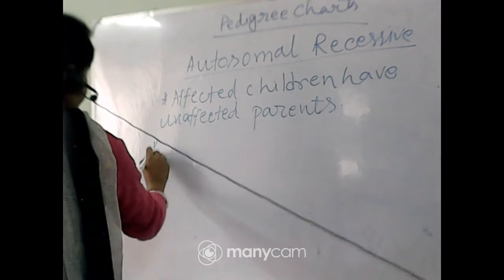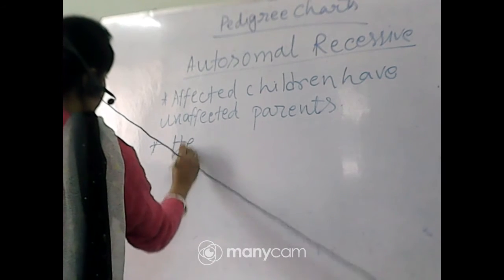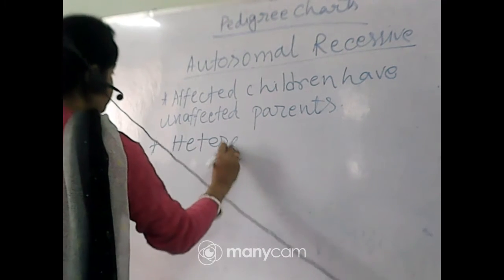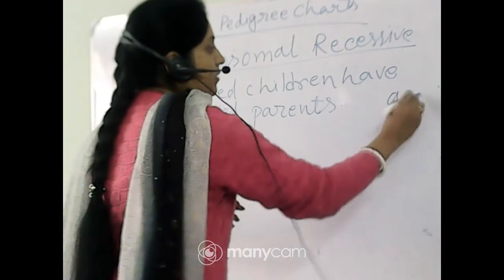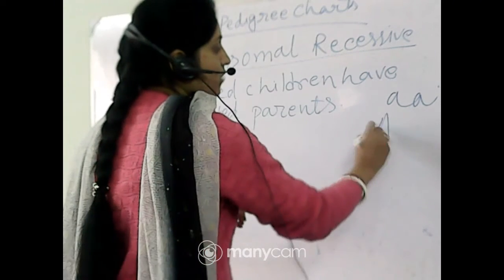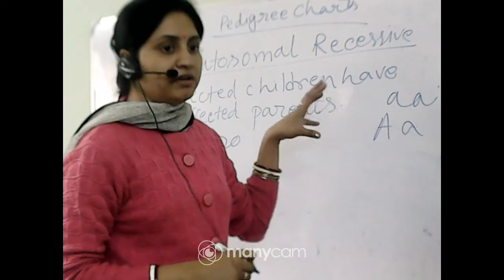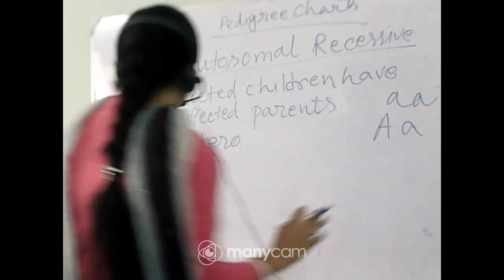Number 2, heterozygous have a normal phenotype. Just normal, heterozygous, because this is not a recessive gene, because only the recessive form can express the disease. So if heterozygous, there is one dominant, one recessive, that's why heterozygous obviously show the normal characteristics.